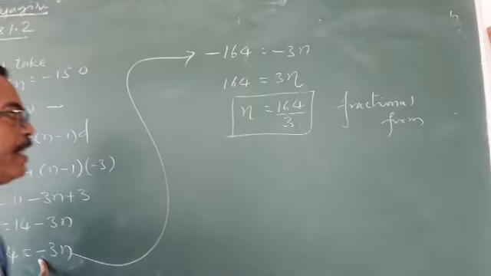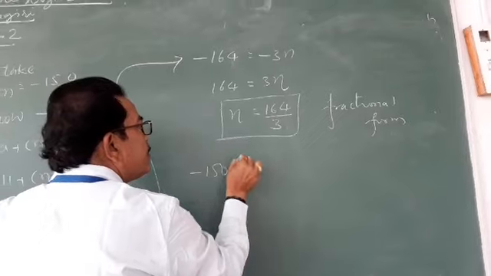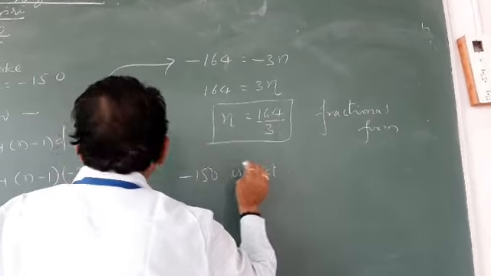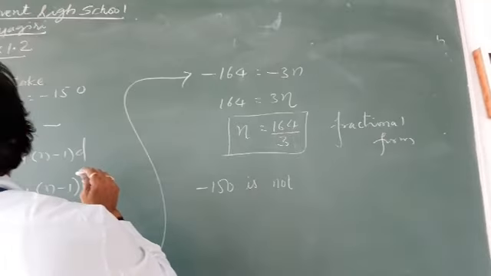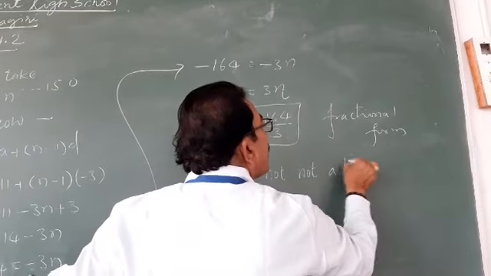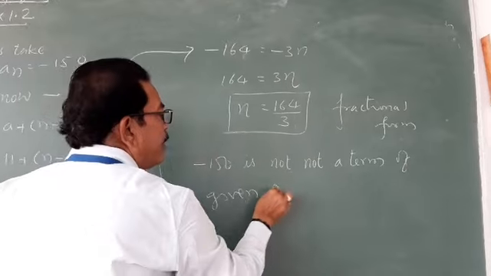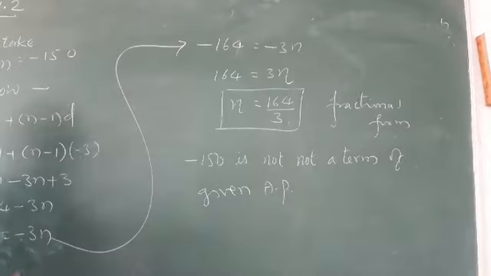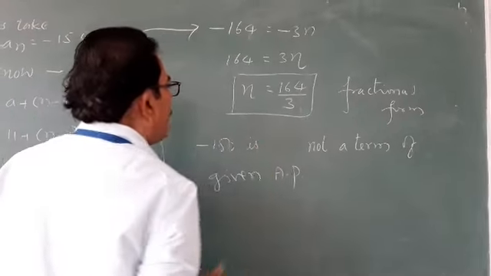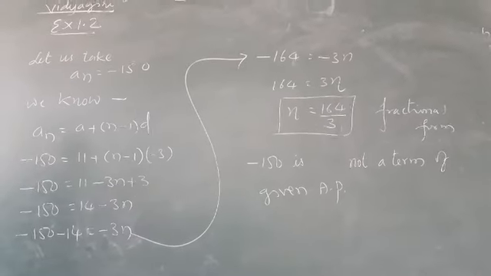That n should be an integral value. So minus 150 is not a term of the given AP. Minus 150 is not a term of given AP.